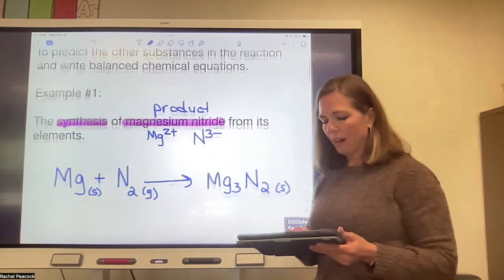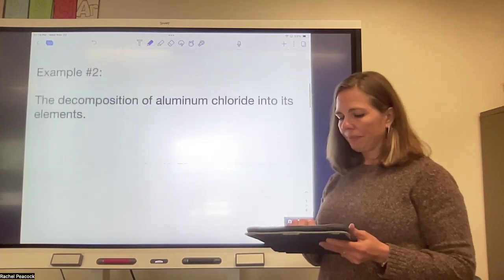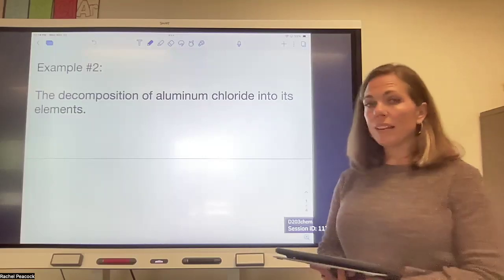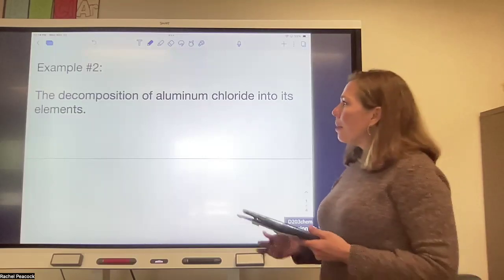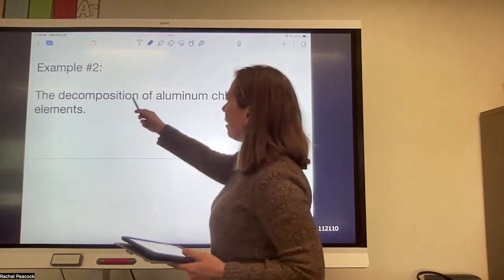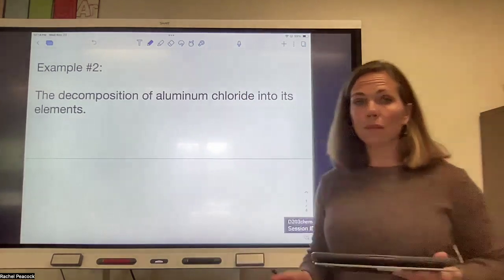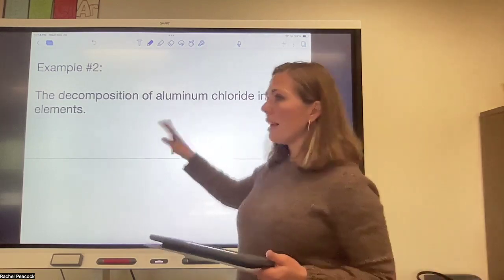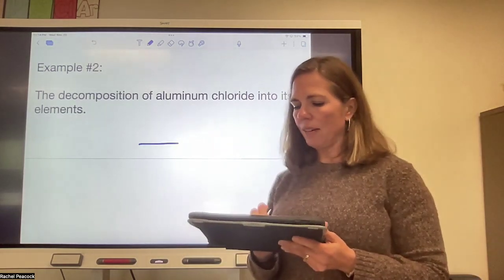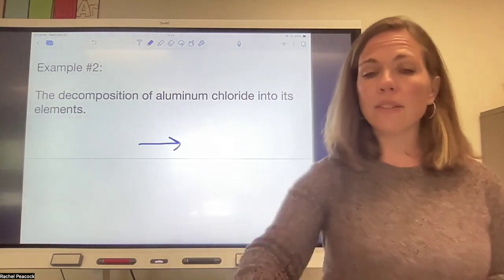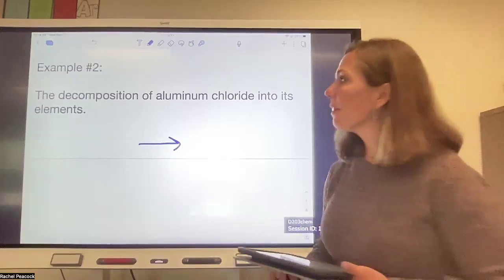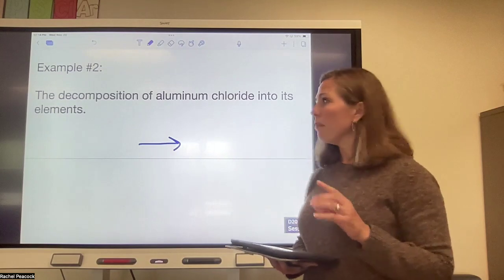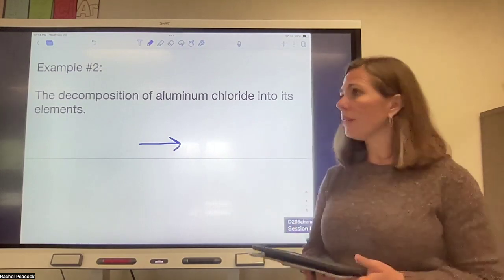Okay, so good. All right, let's go to the next one. The decomposition of aluminum chloride. Why don't you take a second and think about what decomposition is? Write the formula for aluminum chloride. You want to keep practicing those formulas, okay? And then think about what side of the arrow that formula is going to go on. So again, pause it and start there. Okay. Hopefully you figured out that decomposition is when you have one reactant breaking up into multiple products, okay?